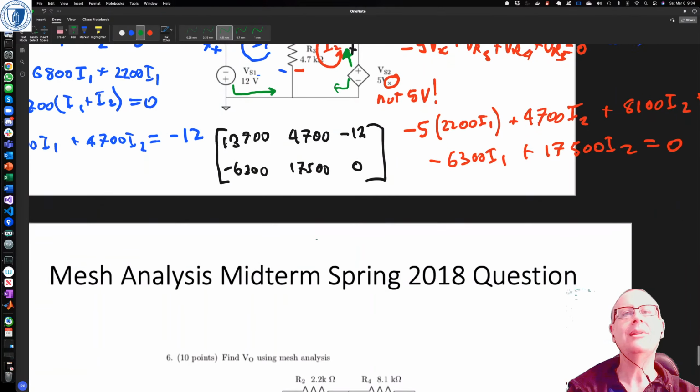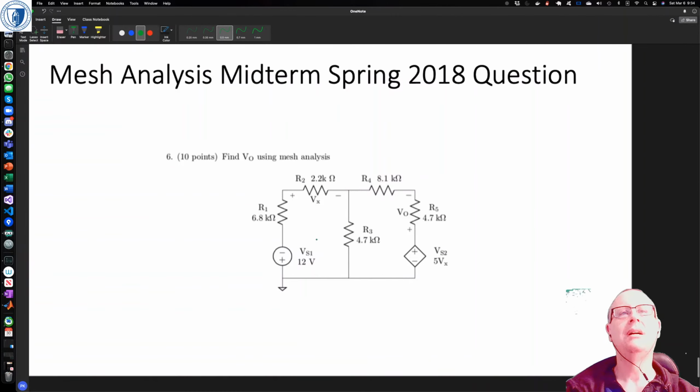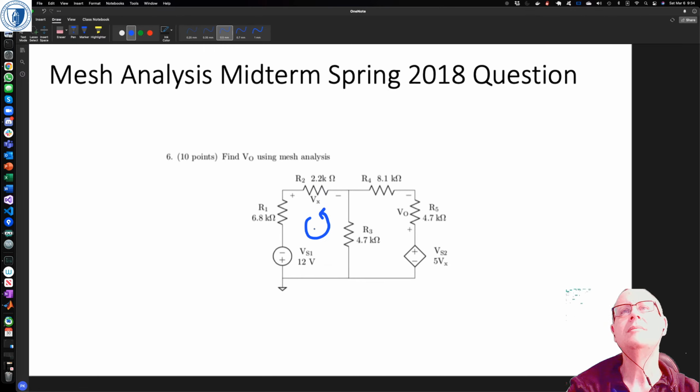I'm going to do exactly the same problem, right? But this time I'm going to go against the previously defined polarities of Vx and Vout. So we're going to go round this way for I1 this time.